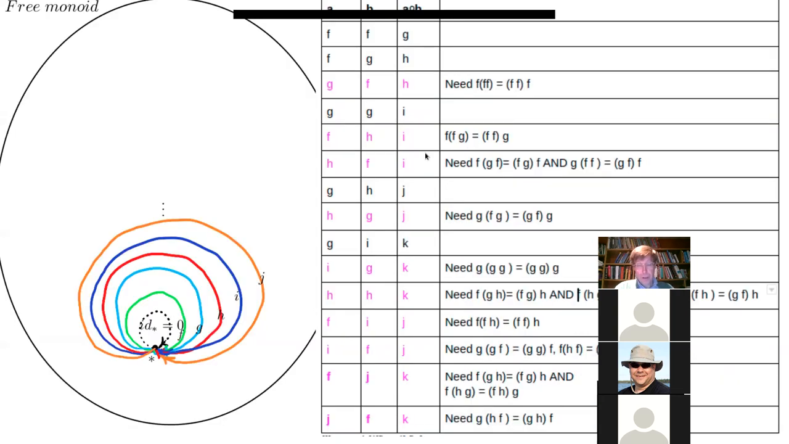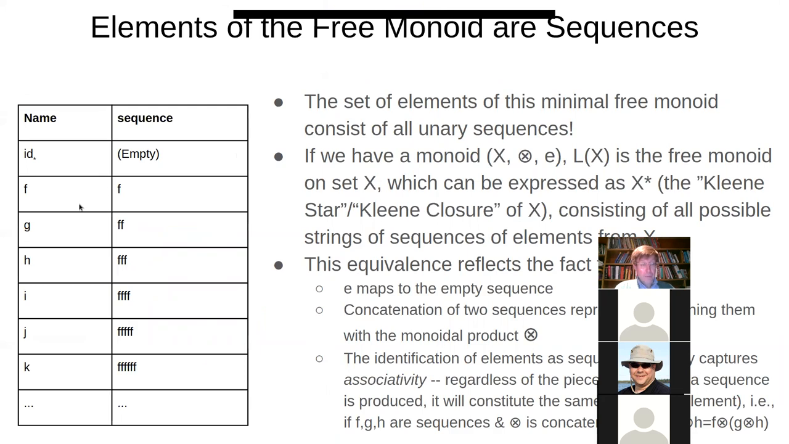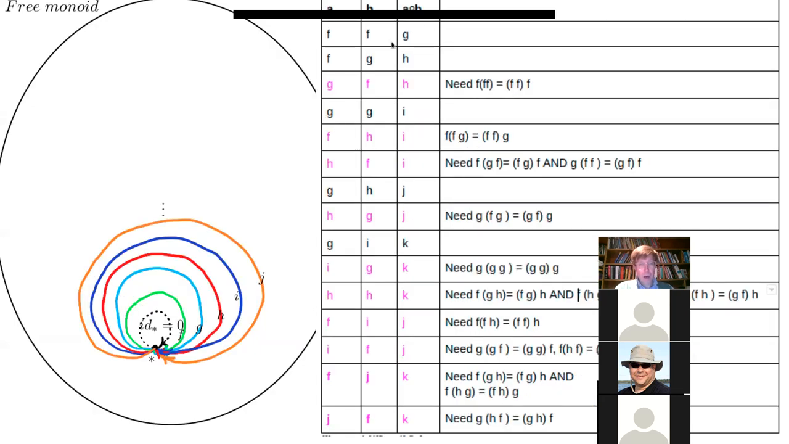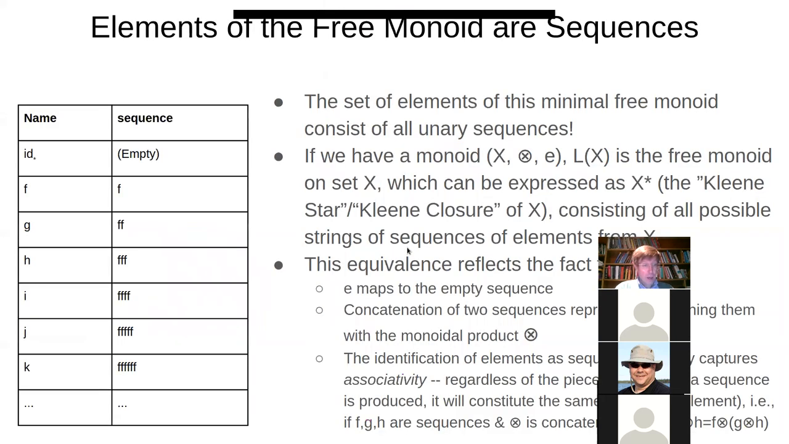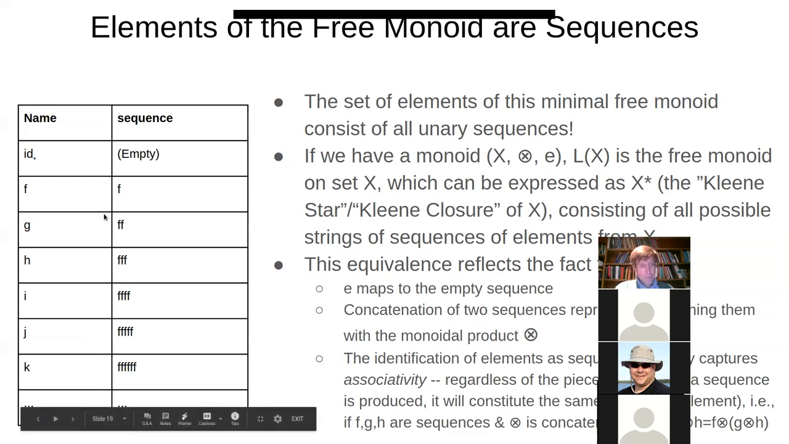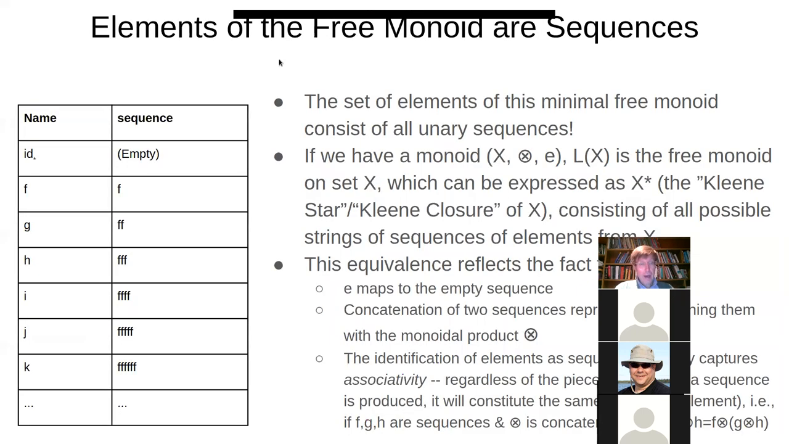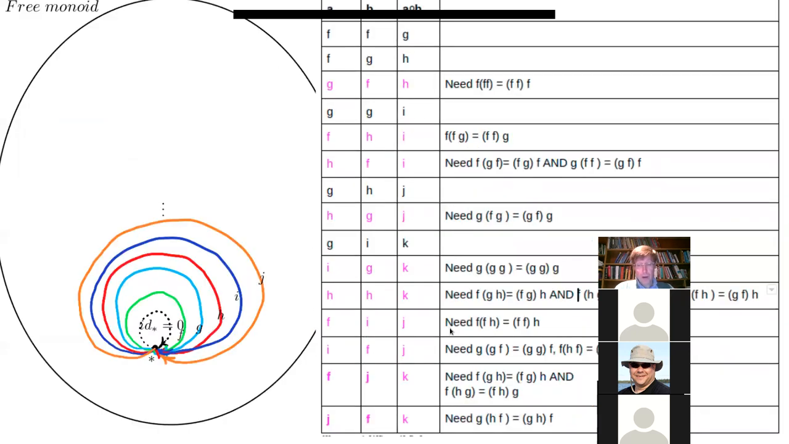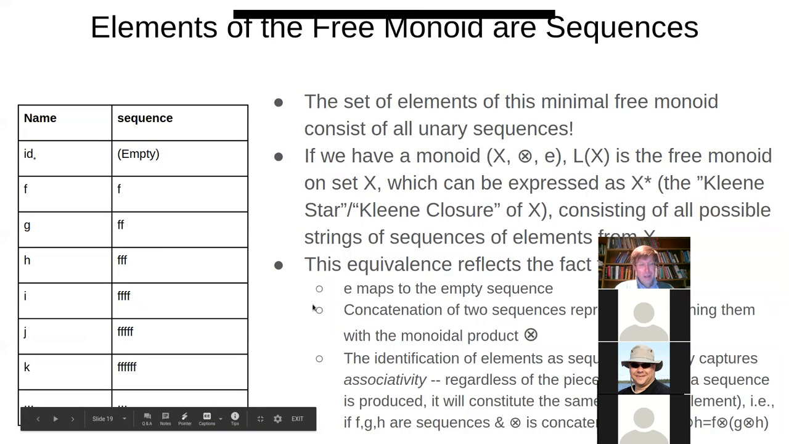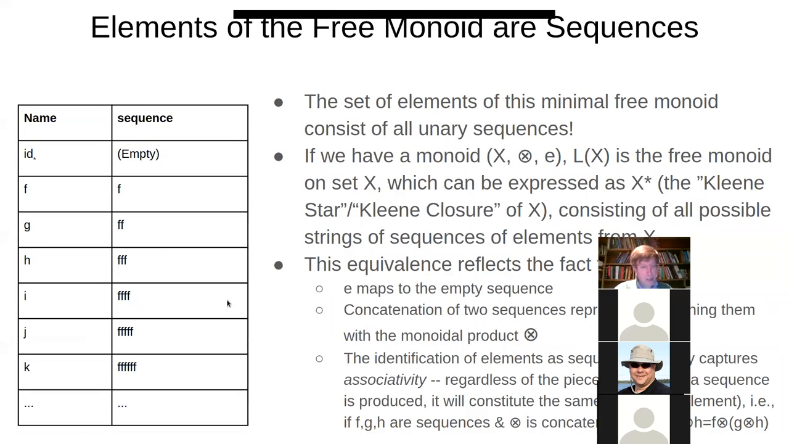And if you go through this, what you find is that the things that were newly allocated, G, H, I, J, K, are none other than successive, unique sequences of this primordial non-identity element F with which we started. And that should give you pause for thought, because all these other ones that ended up being reused, that's just because we are putting parentheses in different places within these sequences.